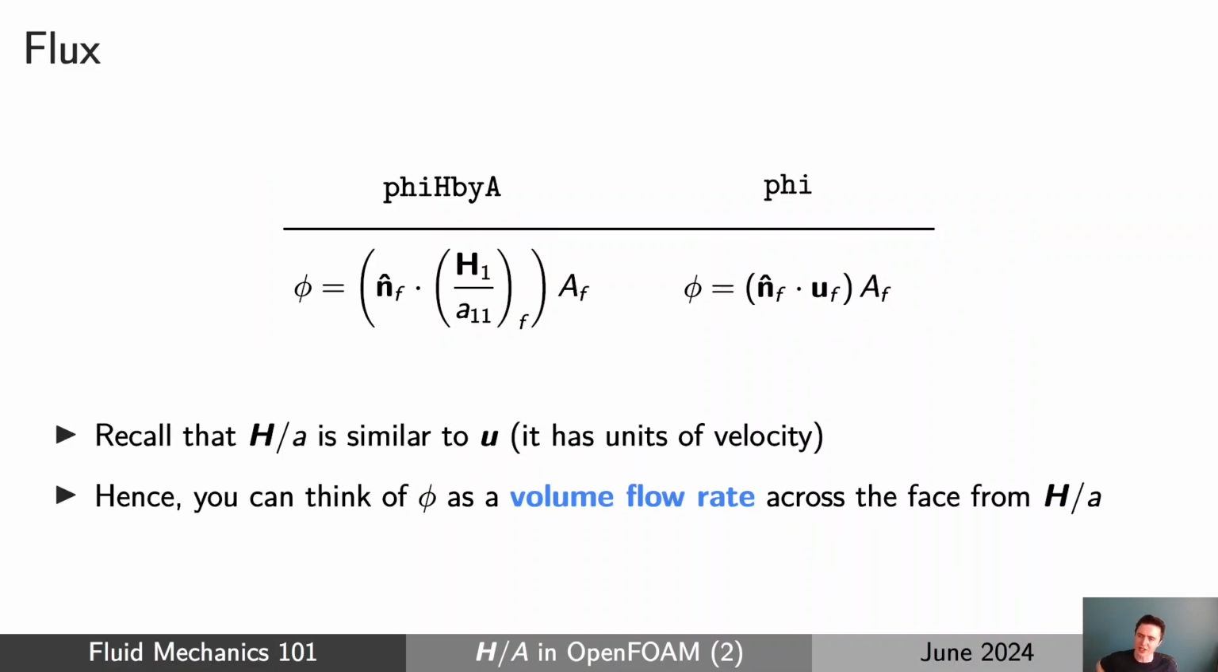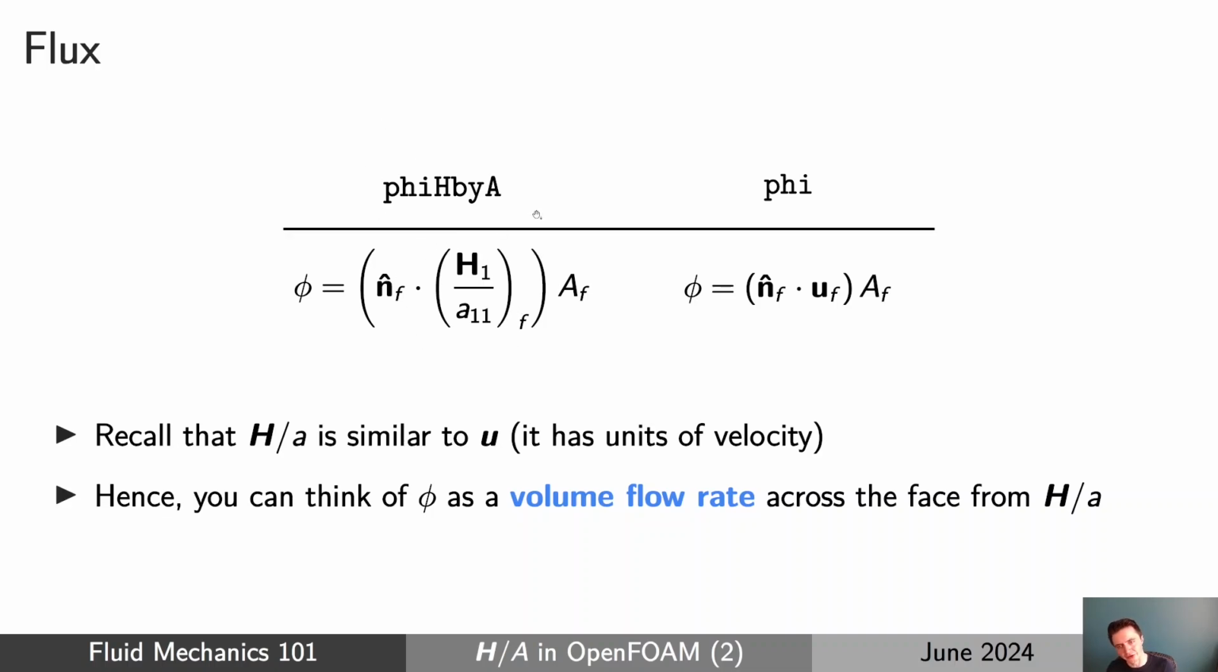And you can see this just in the notation that's used by OpenFOAM as well. OpenFOAM refers to the volumetric flux as phi, and phi being the dot product of the unit normal vector and the velocity vector multiplied by the face area. And then OpenFOAM uses phi HbyA. And you can see the equation is really similar, except instead of using the velocity vector, we're using HbyA.